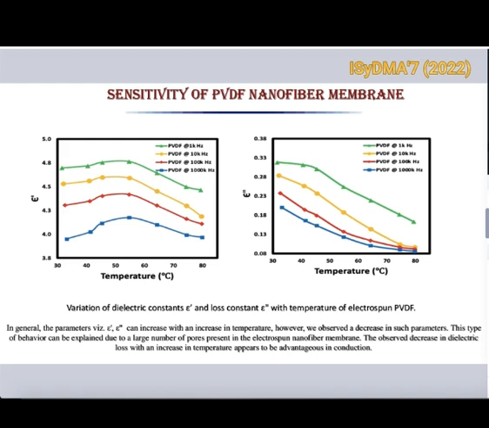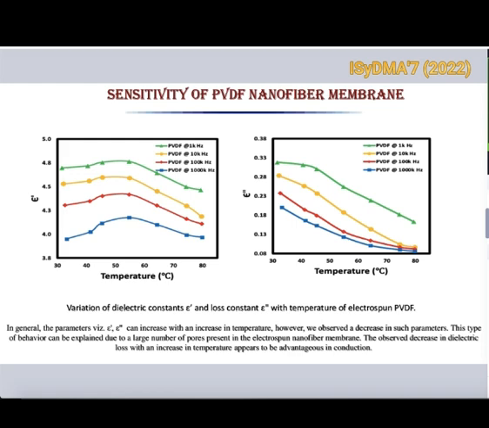So what I have shown here is temperature versus epsilon prime, and obviously the loss constant as a function of temperature. So these parameters can increase with the increase in temperature. However, we observe a decrease in such parameters that's related to the porosity, and the observed decrease in dielectric loss with increase in temperature appears to be advantageous for us. And as mentioned, we have seen lots of characteristics, and of course, a lot still needs to be characterized. These are some initial experiments which I have shown.